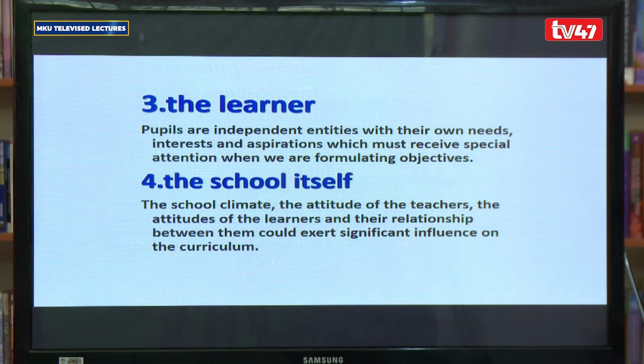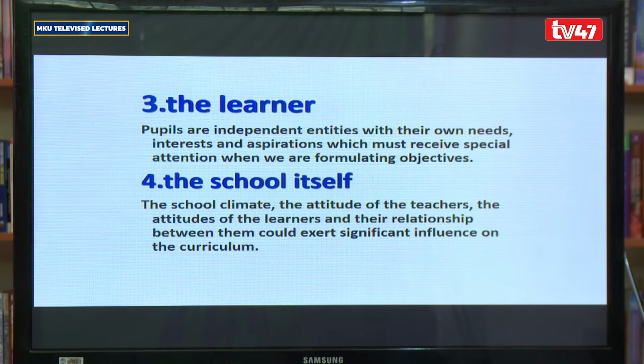Then we also have the third determinant, which is the learner. The pupils are independent entities with their own needs. They have their own interests and aspirations, which must receive special attention when we are formulating the objectives.